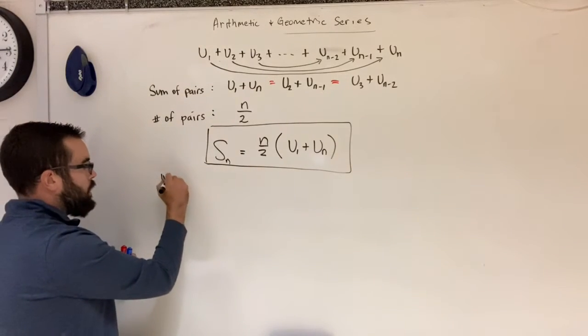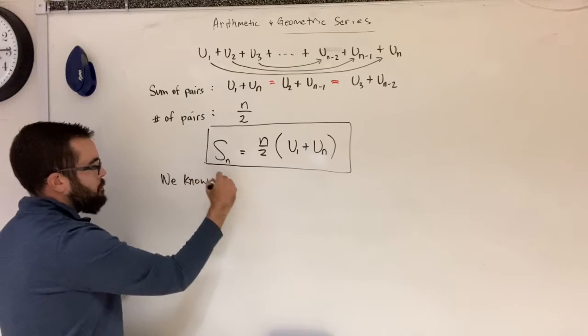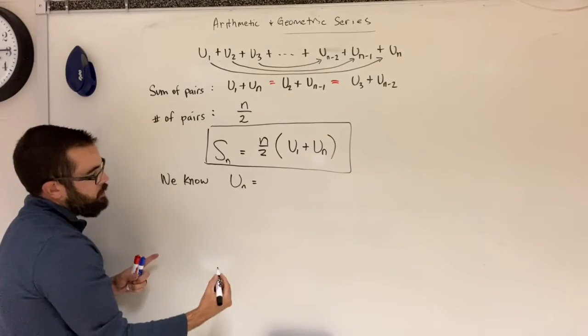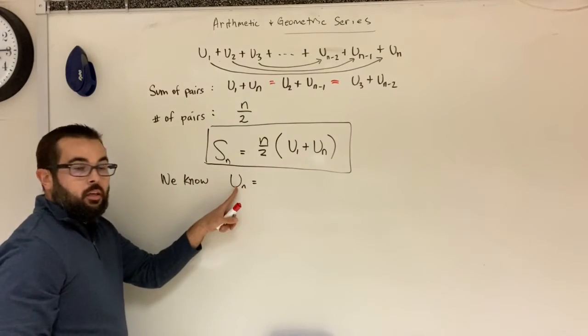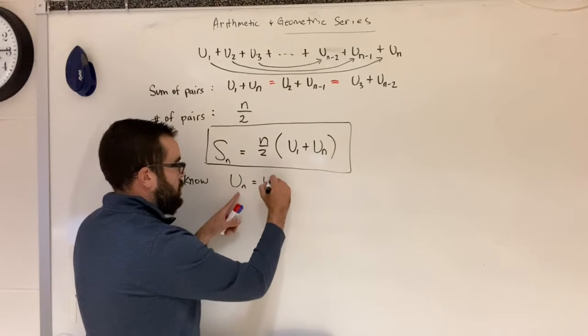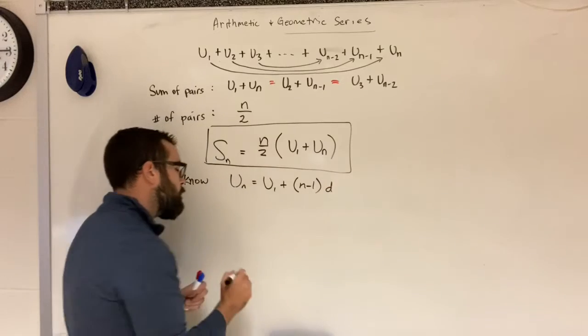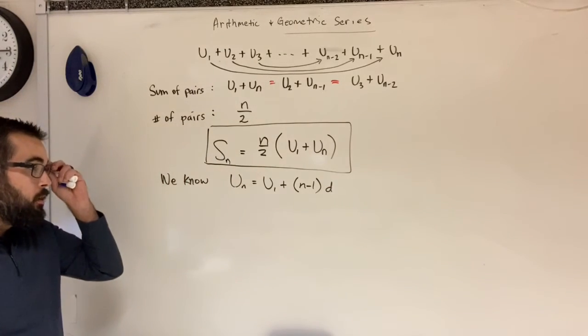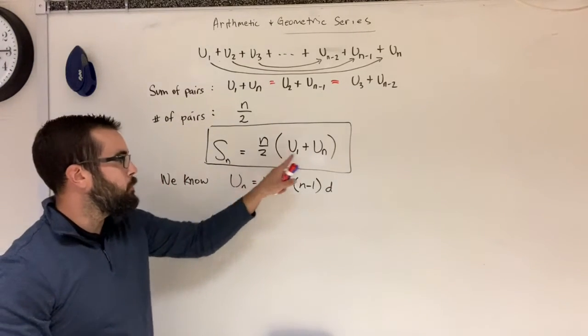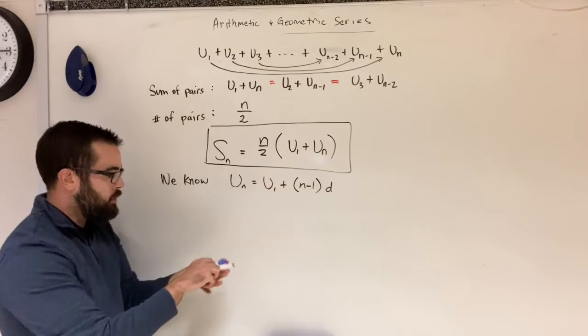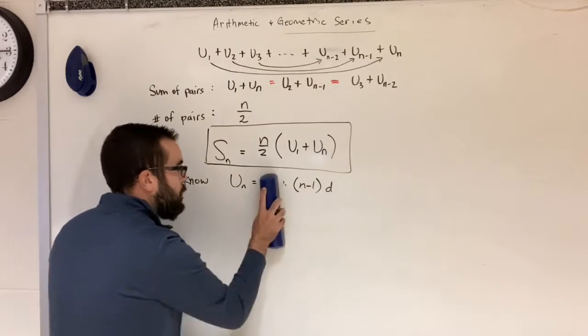Now, we know from sequences that u sub n is equal to u sub 1 plus n minus 1 times your common difference d. So we can take this formula and substitute this. So let me do this in a different color.